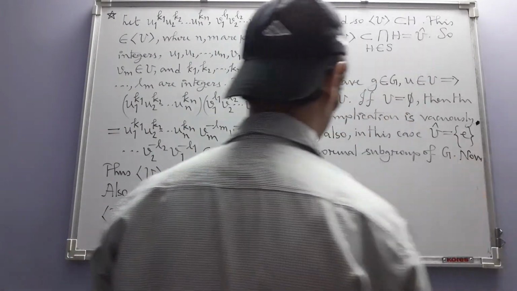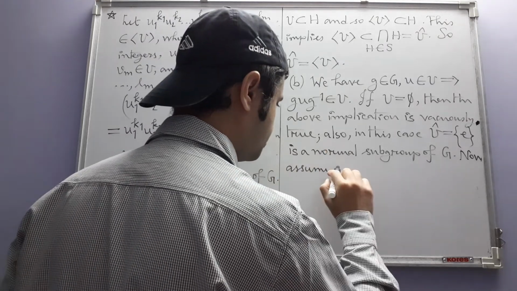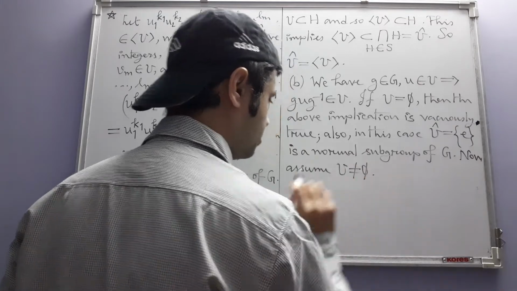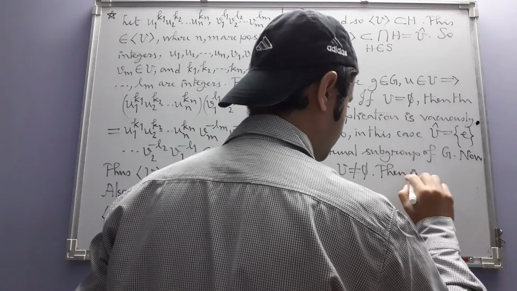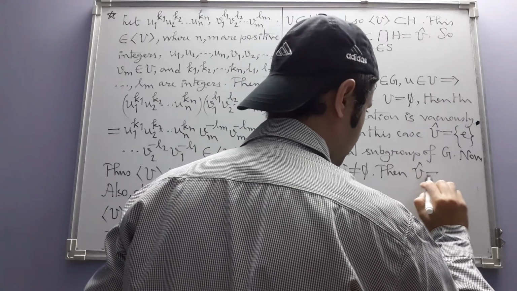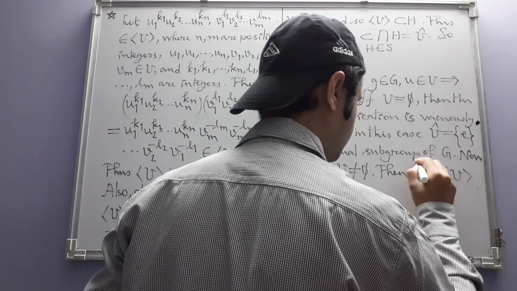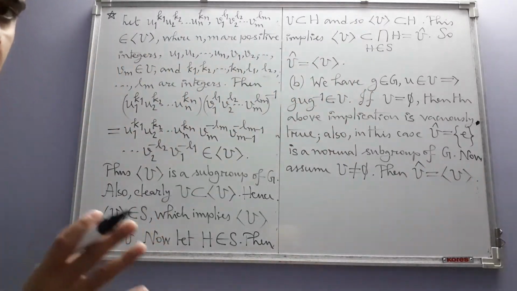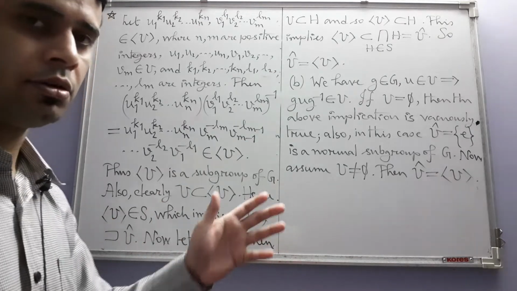Now assume U to be non-empty. Then we know that U hat is this. So now we know how any element in U hat looks like.